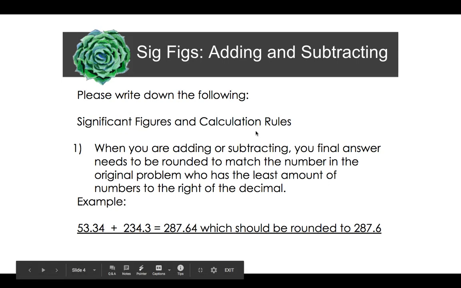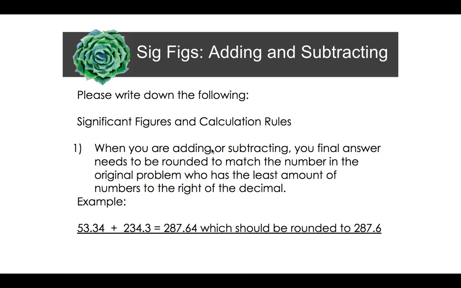Now, significant figures and calculation rules. When you notice that you are adding or subtracting numbers together, you have to keep the following rules in mind, and they are different than multiplying and dividing. So in our previous example, we were just looking at a number and deciding how many significant figures there were. Now we're going to add together some numbers that have decimal points, and we're going to round our final answer based off of these rules.